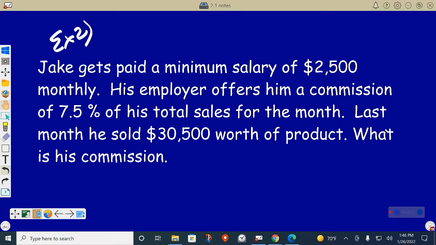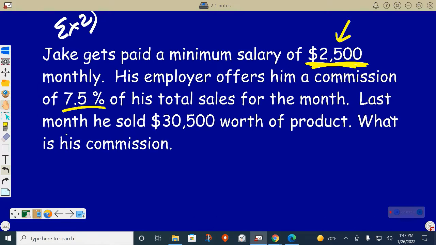Go. All right, remember commission is an incentive for workers that are involved with sales of product or sales of services. But what I didn't go over is an example that has a minimum salary. So in other words, Jake, he gets paid $2,500 no matter how he performs. Whether he sells a lot or he sells nothing, he's still going to get this every month. But his employer says, look, I'll pay you that plus whatever commission you make on your total sales. So you want to sell as much as possible. So that's a minimum. He gets this minimum no matter what, plus the 7.5%.